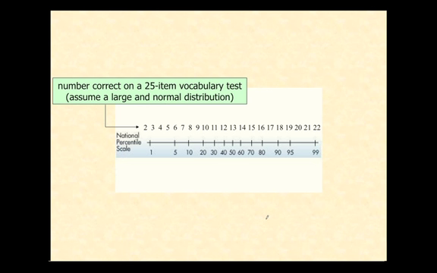So think about this. Here's the number correct on a 25-item vocabulary test, and we're going to assume a large and normal distribution. So we start out down here at just 2 correct, go all the way to 22 correct. The average person got 13 right, notice. Okay?